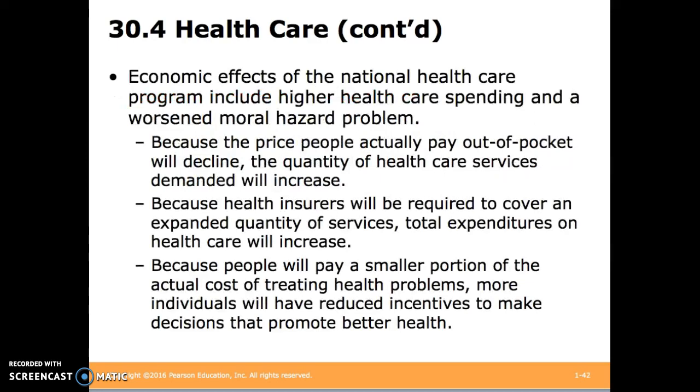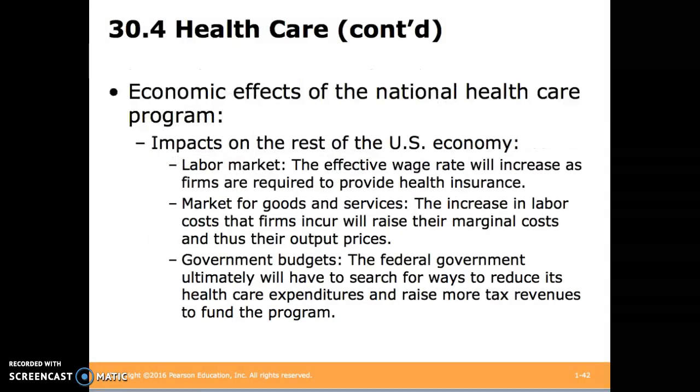So what economic effects can we expect from the higher healthcare spending and worsened moral hazard problem? Because the price people actually pay out of pocket will decline, the quantity of healthcare services would be expected to increase. Because health insurers will be required to cover an expanded quantity of services, total expenditures on healthcare will increase, and because people will pay a smaller portion of the actual cost of treating health problems, more individuals will have reduced incentives to make decisions that promote better health.